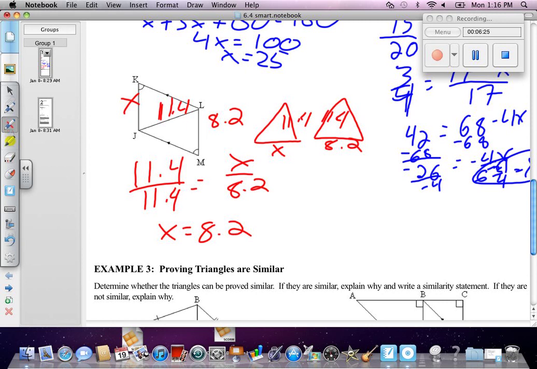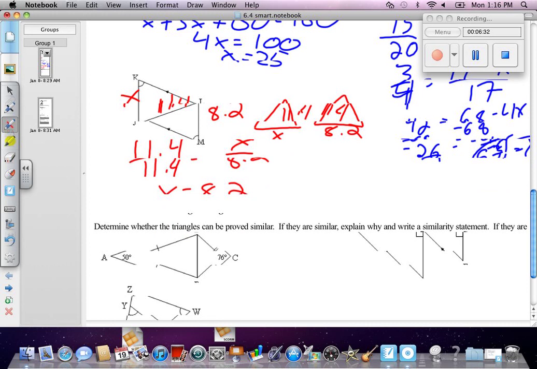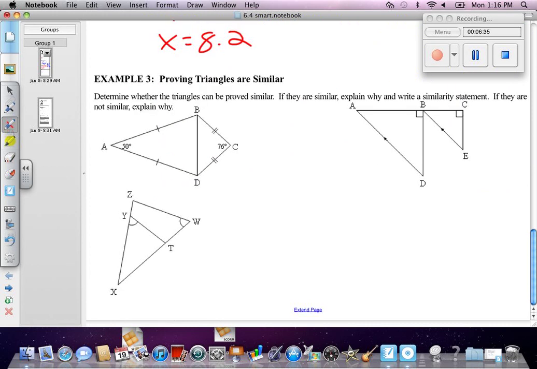Okay, let's look at example 3. Determine whether the triangles can be proven similar. If they are similar, explain why and write a similarity statement. Are these two triangles, could they be similar? No. Not similar. Angle C does not equal angle A, and it would have to.